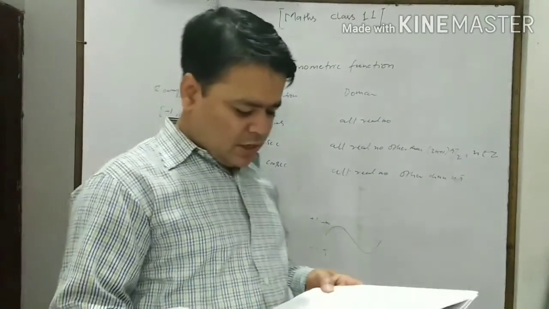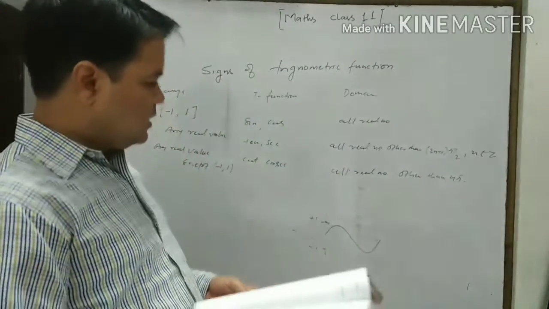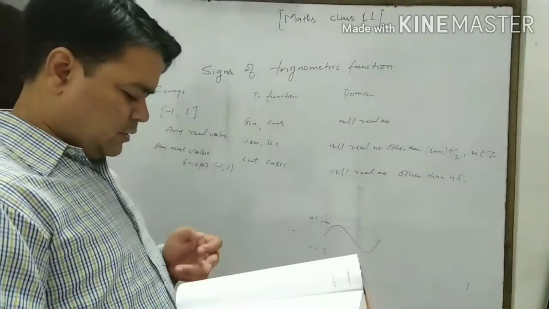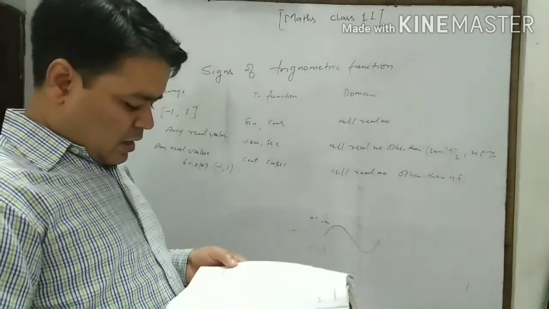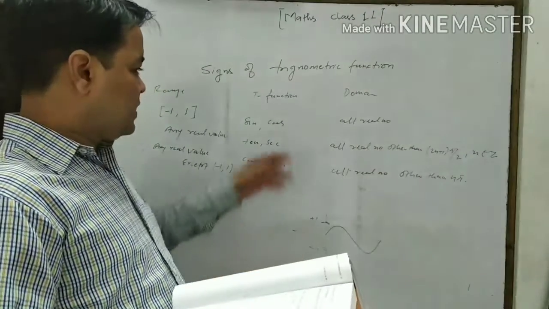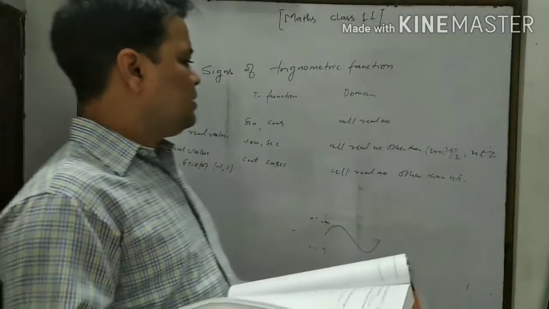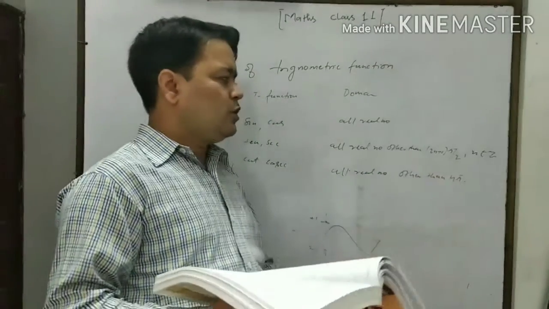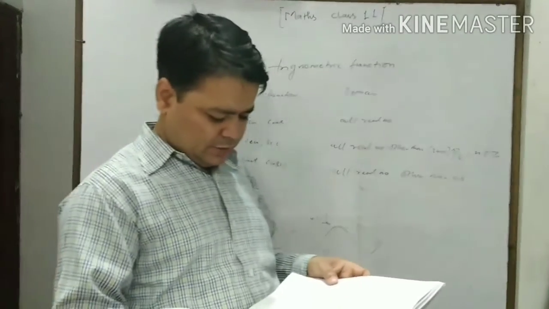The first question: write the domain of the following trigonometric functions. Sin x. So what is the domain of sin x? All real numbers. What is the domain of cos x? All real numbers. Domain of tan x? All real numbers other than (2n plus 1) pi by 2, where n belongs to integer.